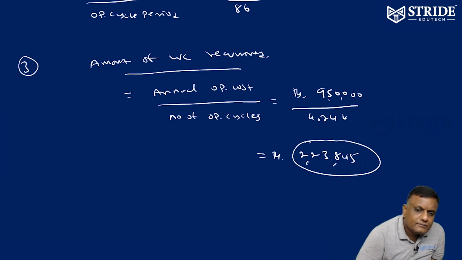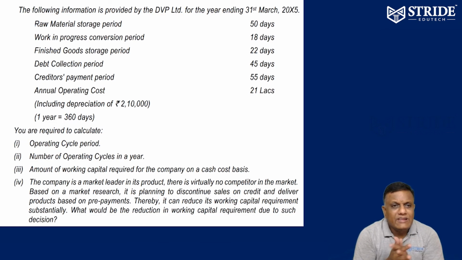The following information is provided by DVP Limited for the year ending 31st March 20x5. Raw material storage period 50 days. WIP conversion period 18 days. Finished goods storage period 22 days. Debt collection period 45 days. Creditor payment period 55 days. Annual operating cost 21 lakh, including depreciation 2,10,000. 1 year is equal to 360 days.